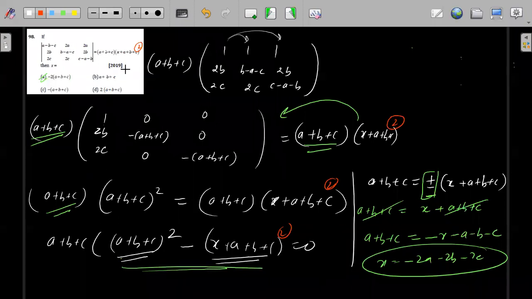Just change this in your books also. There is a whole square here. I didn't check it. Understood? Fine. Okay.